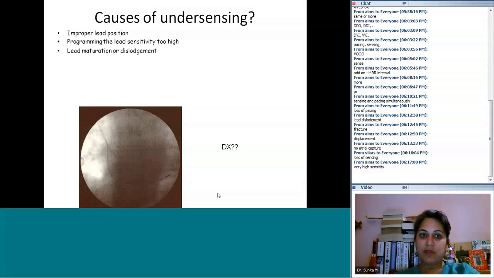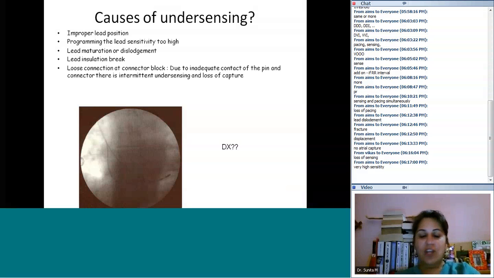Could be improper lead position. Could be dislodgement. So a lot of the things are very similar. Could be insulation break. Could be loose connection. So a lot of things that cause failure to capture can also cause undersensing. It could be battery depletion. Whenever you put the magnet on the pacemaker, it stops sensing, right? So all these are reasons for undersensing. Do also remember hyperkalemia. When the potassium is high, it may undersense.